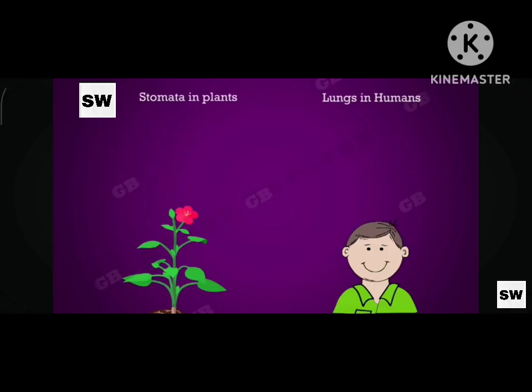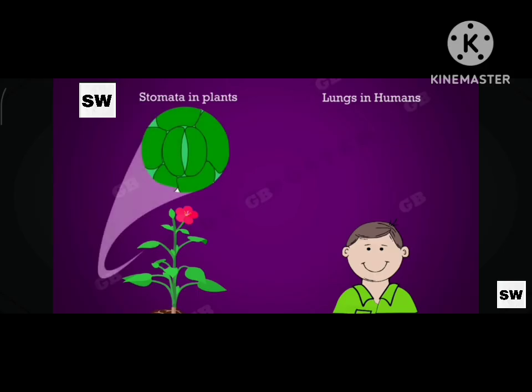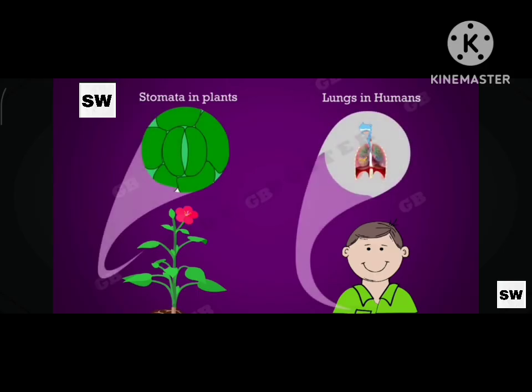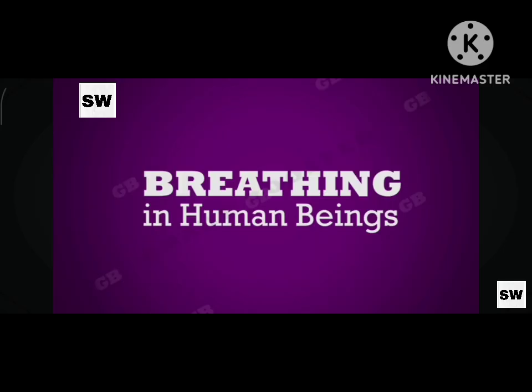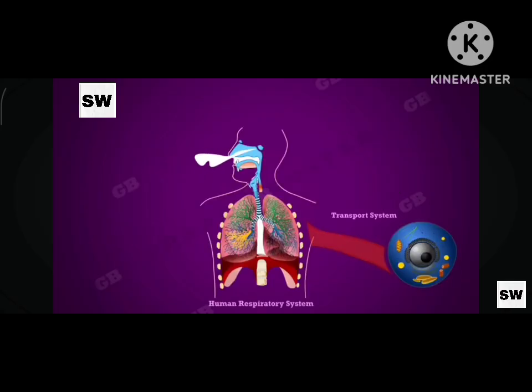Plants have stomata to exchange the gases with the atmosphere, whereas animals have special respiratory organs to get the oxygen from their surroundings. Now let us see how breathing takes place in human beings. Breathing is an essential part of respiration. It allows the organisms to obtain oxygen from the surroundings. Human beings have a well-developed respiratory system to absorb the oxygen from the atmosphere.